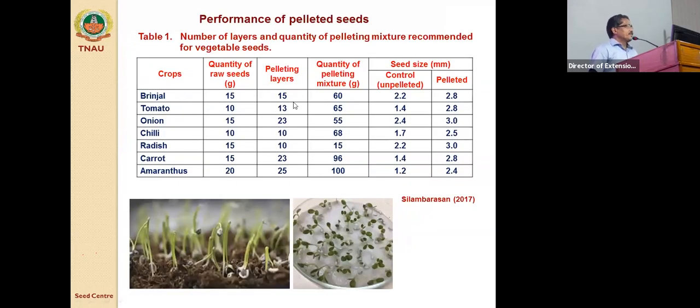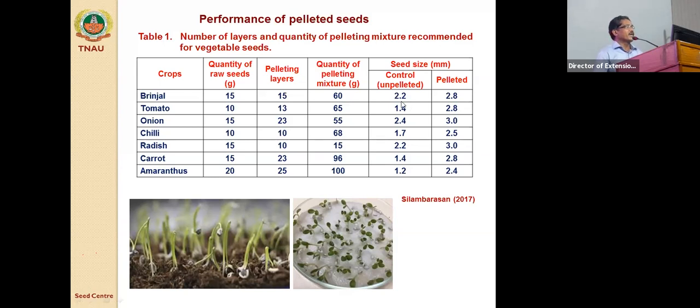So these are the different performances of the pelleted seeds studied in our laboratory. For example, brinjal, tomato, onion, chili, radish, carrot, amaranthus. These are all very small seeds, which are very difficult to handle. So we tried with these particular seeds. Say, for example, for 15 grams of brinjal seeds, we can go up to 15 layers. 5 layers is sufficient, 6 is also sufficient, but the study says that we can go up to 15 layers. Even up to 15 layers of coating, we need 60 grams, almost 4 times higher than the seed.